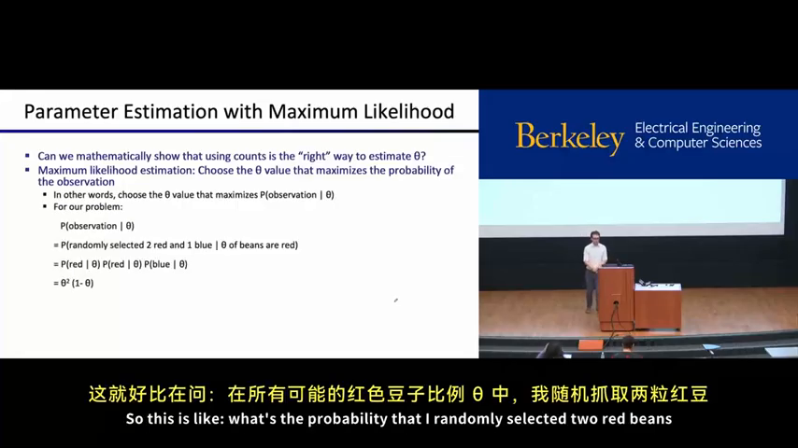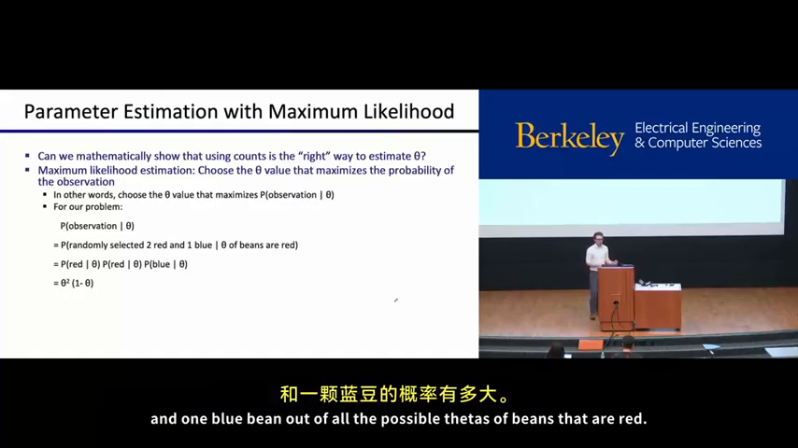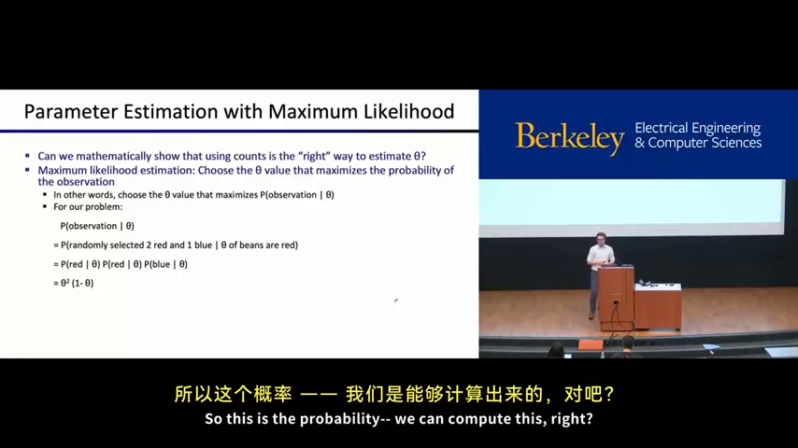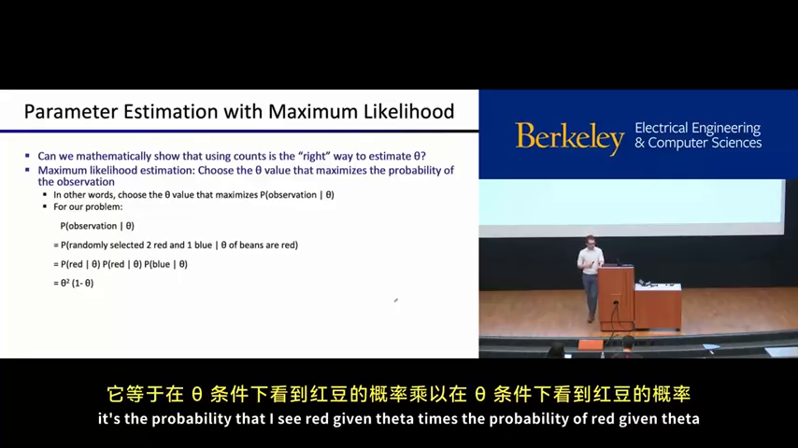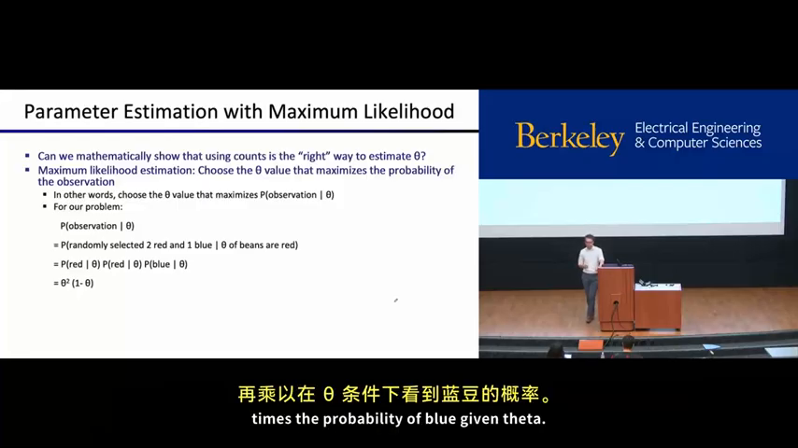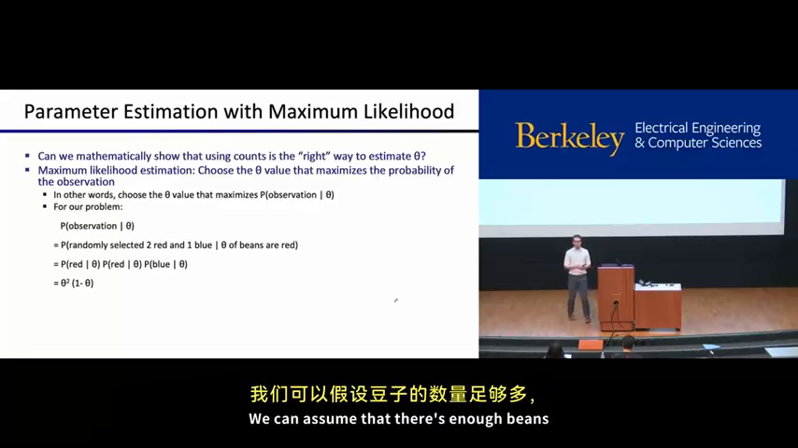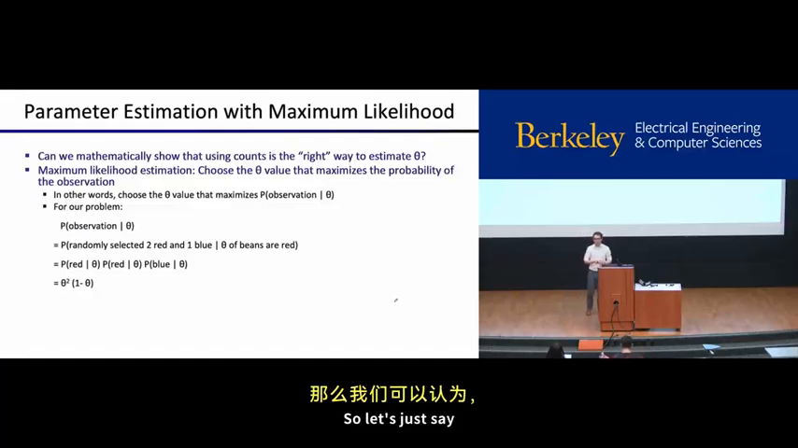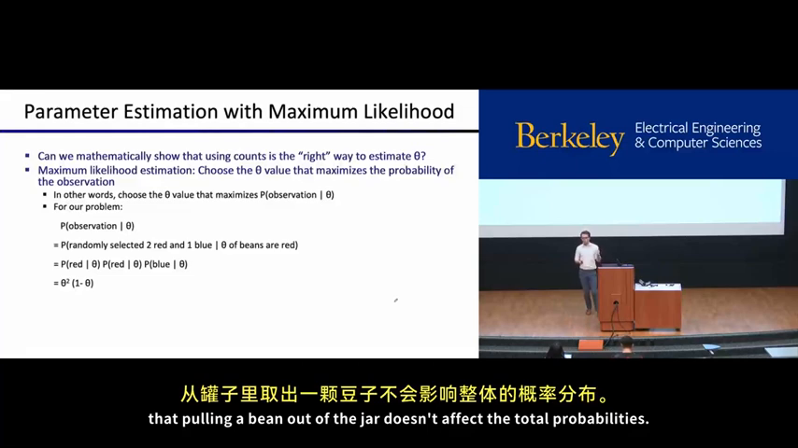Okay? So this is like, what's the probability that I randomly selected 2 red beans and 1 blue bean out of all the possible thetas of beans that are red? We can compute this, right? It's the probability that I see red given theta times the probability of red given theta times the probability of blue given theta. We can assume that there's enough beans that we don't have to think about replacement or sampling without replacement. So let's just say that pulling a bean out of the jar doesn't affect the total probabilities.